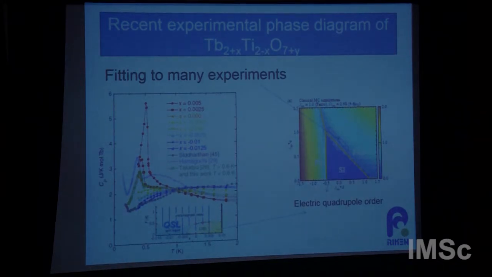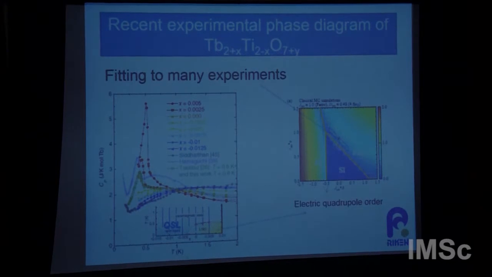But what does x do with this? So you're adding more terbium instead of titanium. Right, so they change slightly the concentration. So is it like vacancies? No, actually it removes more titanium and adds more terbium.